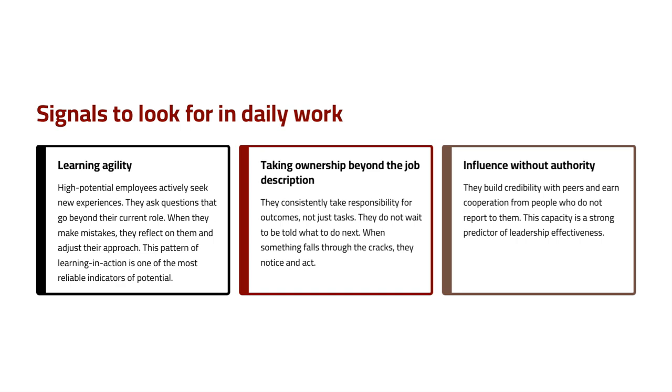Finally, influence without authority is a major indicator of leadership potential. High potential individuals build credibility with their peers and earn cooperation from colleagues who don't report to them. This ability to influence and collaborate across different parts of the organization is a strong predictor of effective leadership down the line. Together, these behaviors offer us powerful clues about who's ready to step up and drive the organization forward.